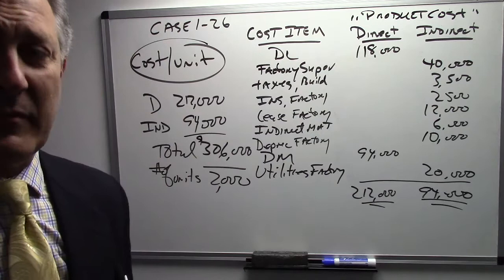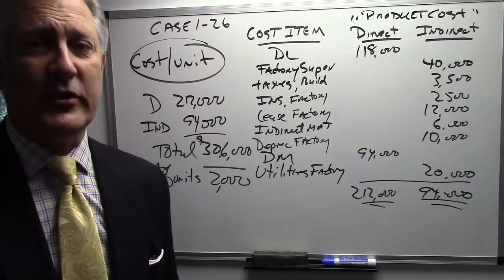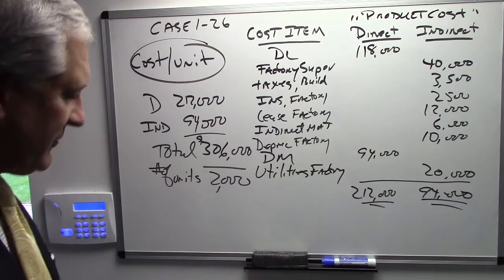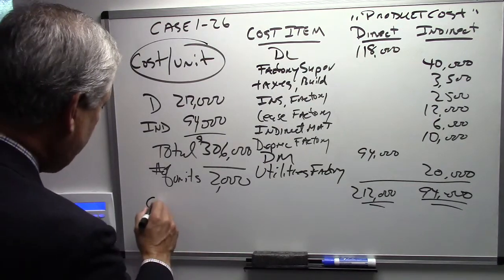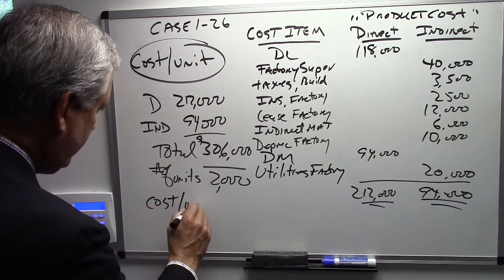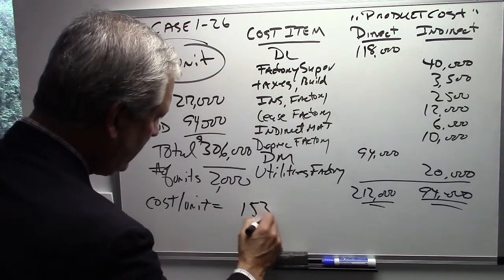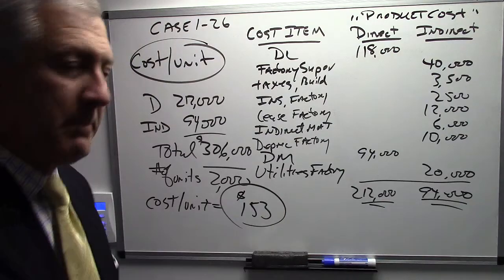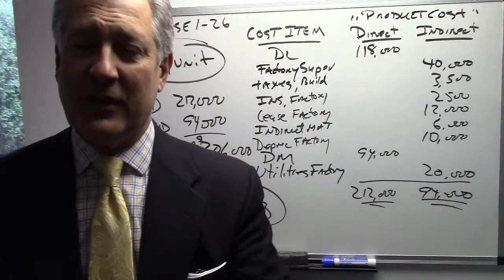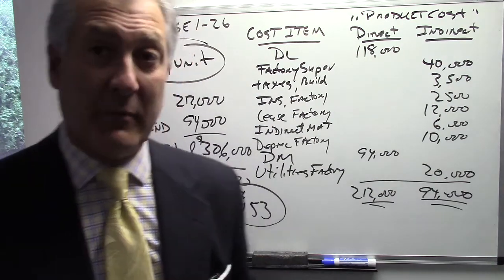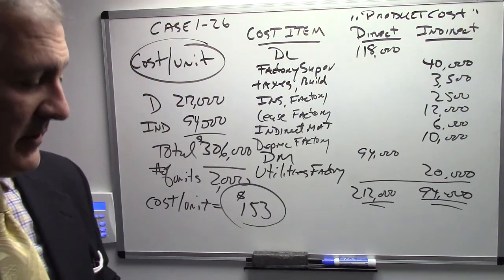2,000. Right from the beginning of the problem, they specifically said they were going to produce up to their capacity, and the capacity is 2,000 units. Cost per unit equals $153, right? Total product cost, $306,000 divided by the number of units, 2,000. Cost per unit, $153.